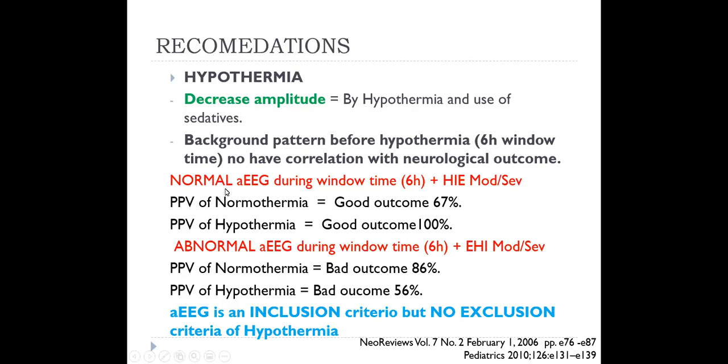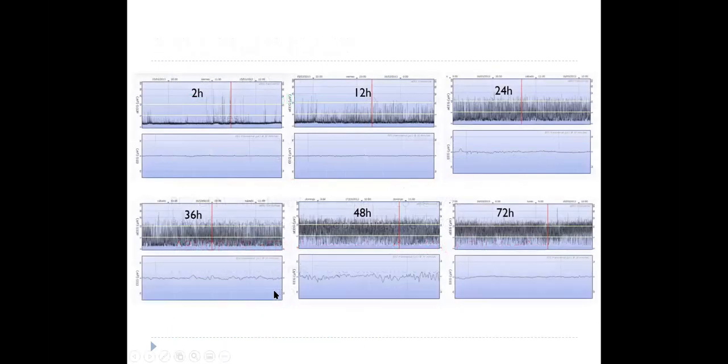What it means, okay. If you have a normal aEEG in your baby, but you have the clinical evidence of moderate to severe encephalopathy, and you start hypothermia, you can make a good outcome of your baby in 100%, okay? A normal aEEG does not exclude your baby from hypothermia, but it's a help to make an inclusion criteria. Okay, look at this evolution in this baby with hypothermia.